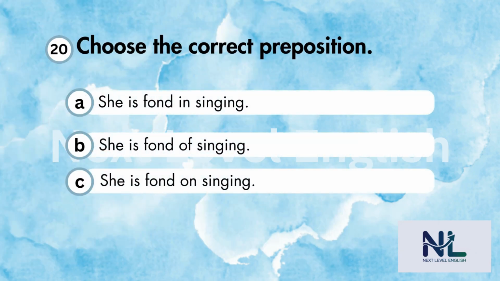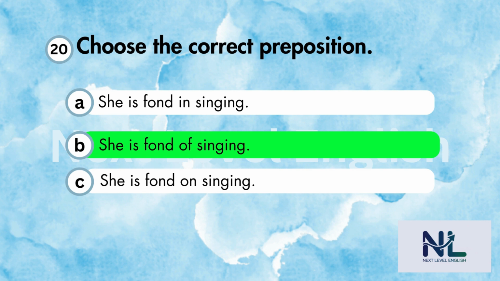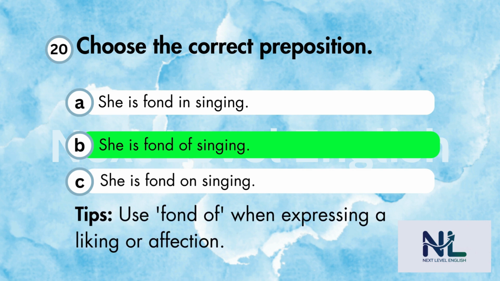20. Choose the correct preposition. She is fond of singing. Tips: use fond of when expressing a liking or affection.